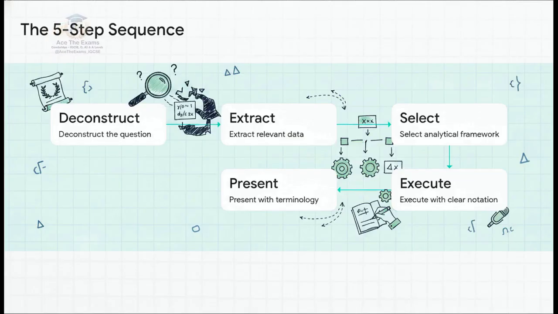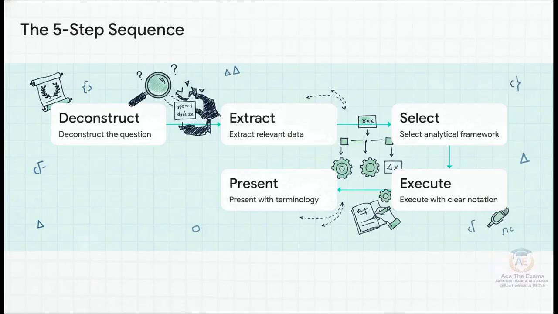Step 3, select the analytical framework. Ask yourself, is this a separation of variables problem? Step 4, execute with clear notation. This is where you do the algebra and the calculus, and your notation must be flawless. Step 5, present with correct terminology. Your final answer needs to be formatted exactly how the command word demanded.